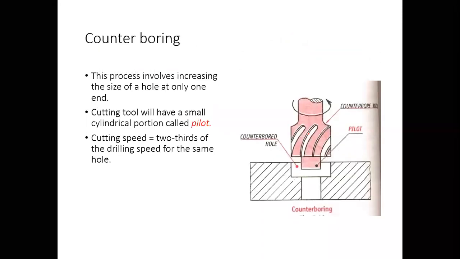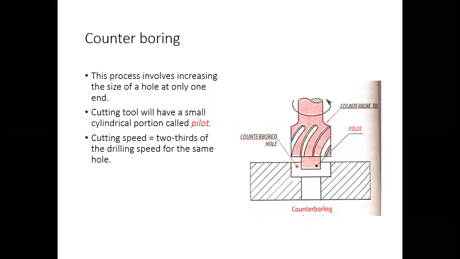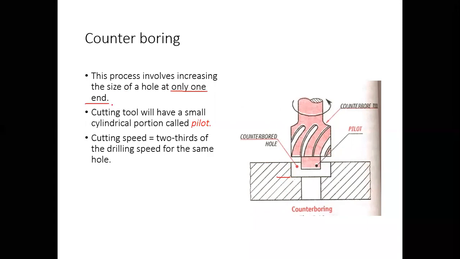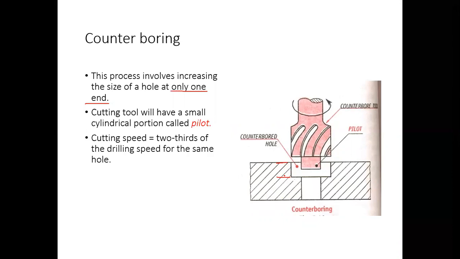So the next operation is counter boring. As I told you, counter boring means you're enlarging the hole up to some extent only, not through the entire cross section. It is the process of increasing the size of the hole at only one end, up to some depth only. It's not full depth; only a small depth of the hole is enlarged. That is called counter boring.